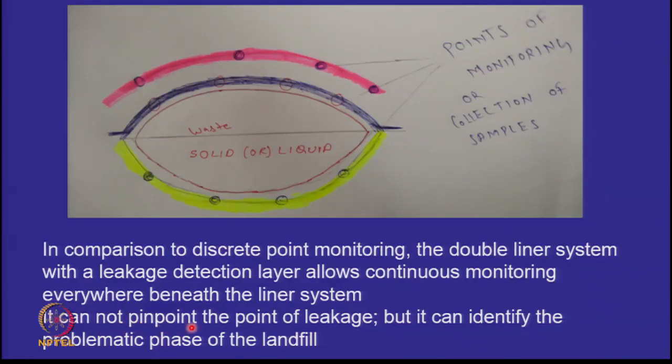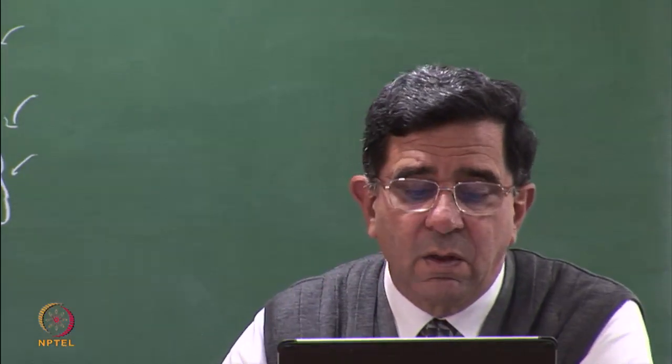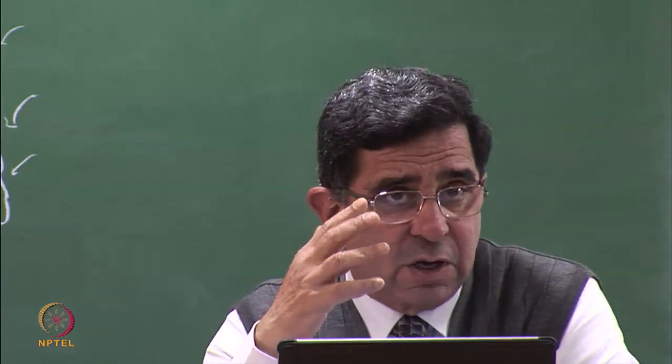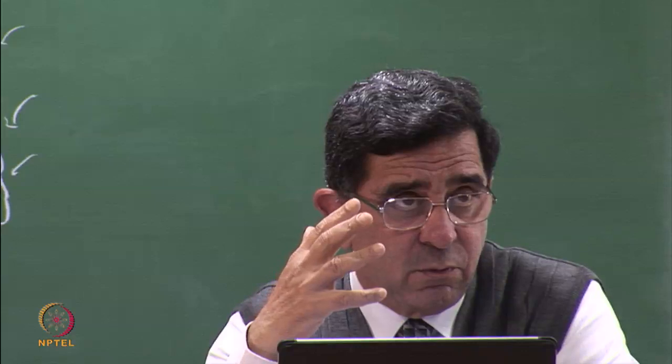The double liner cannot pinpoint the point of leakage, but it can definitely identify the problematic phase of the landfill, because there will be different sumps to which all these leakages will go. So this by and large puts us in the correct perspective for new landfills.